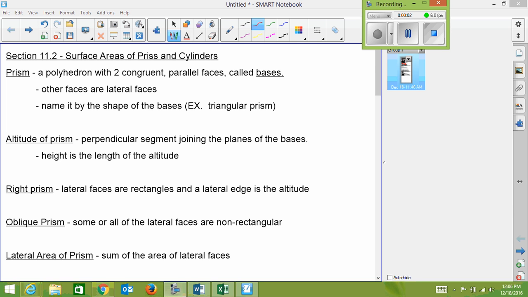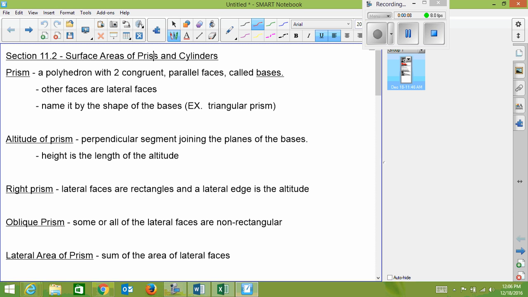Hello and welcome to section 11.2, which is on the surface areas of prisms and cylinders. A prism is a polyhedron with two congruent parallel faces called bases. The other faces are all lateral faces, and you name it by the shape of the bases, because all prisms have two bases. So if the bases are triangles, you would call it a triangular prism.